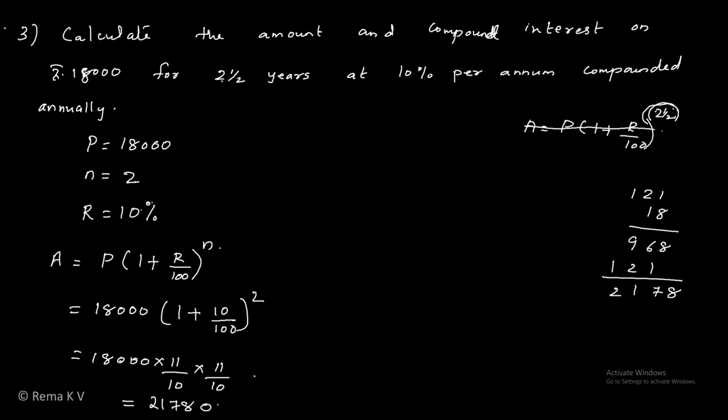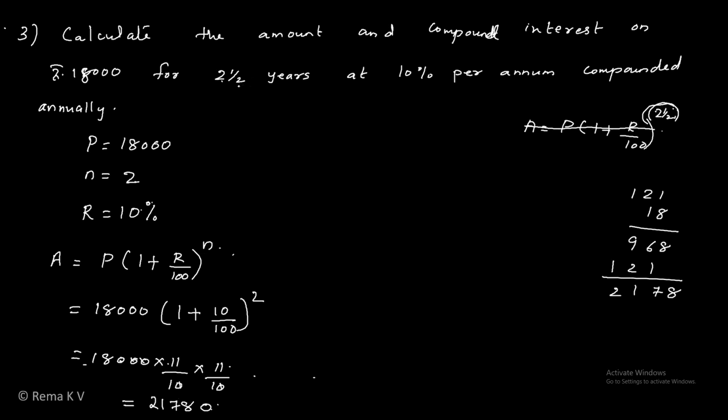Okay, these two zeros get cancelled here. Remaining 1 0 is in this. So 121 into 18 and then put 1 0. It is 21,780. Okay, this is the amount after 2 years.